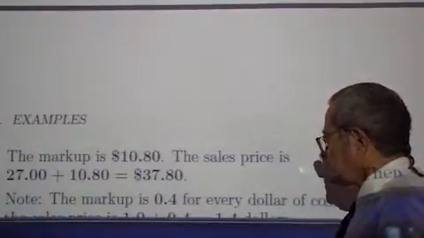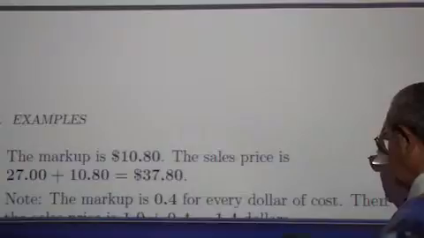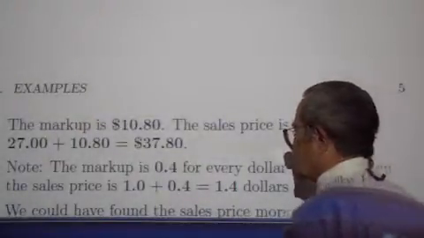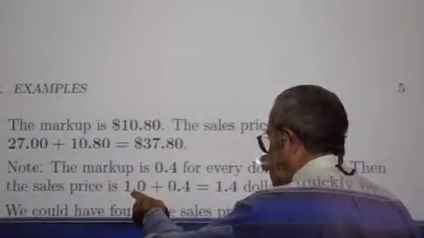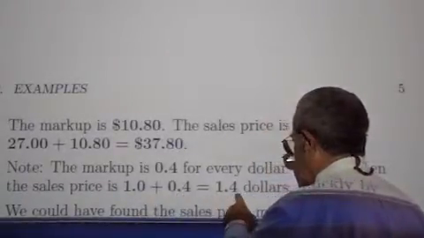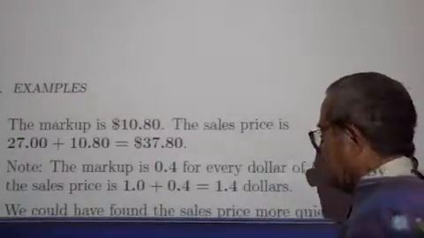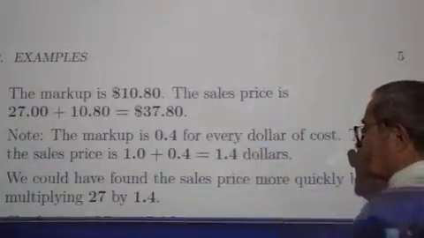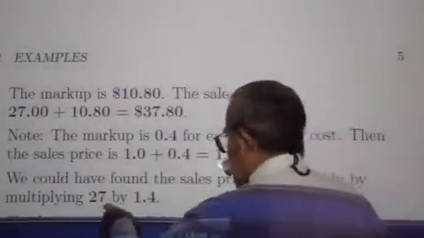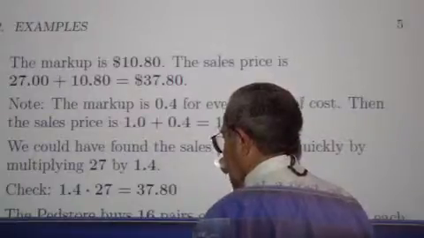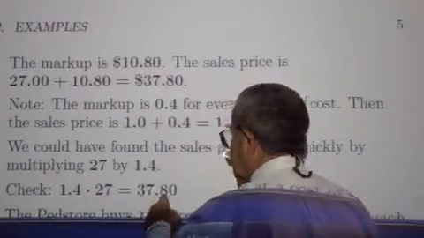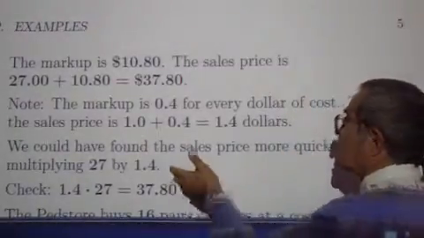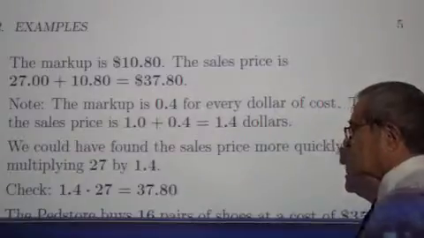Note, markup is 0.4 for every dollar of cost. Then the sales price for every dollar would be $1 for cost plus 0.4 of markup, or $1.40 of the cost. We could have found the same sales price that we had up here, the $37.80, by multiplying the cost by 1.4. Check. 1.4 times 27 is 37.80. And we had 37.80 up here. Okay?